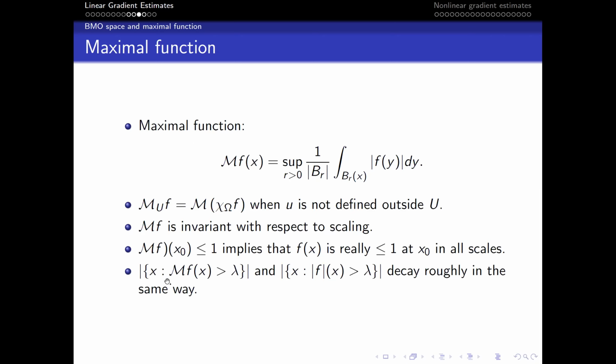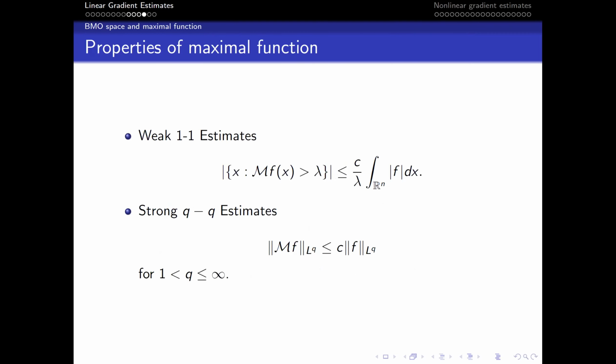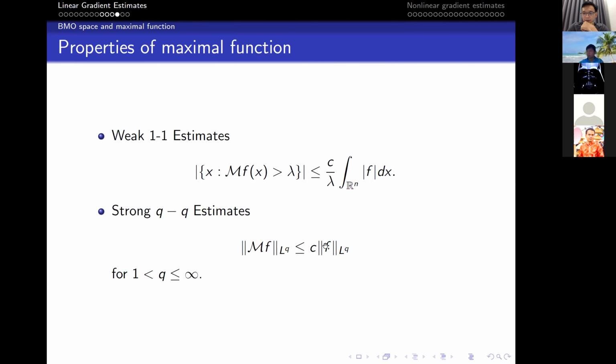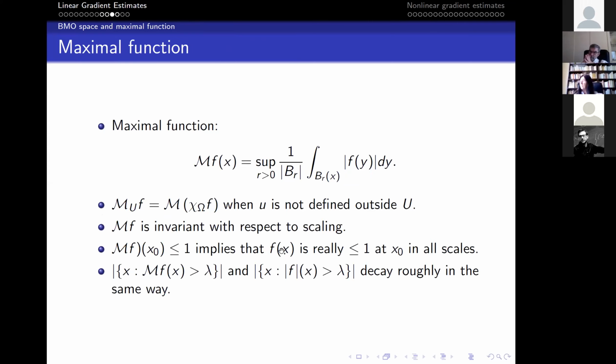Another good property is that the upper level set of the maximal function and the upper level set of the function itself decay roughly in the same way. Let me tell you more precisely: this is a weak 1-1 estimate, and this is a strong Q-Q estimate. It means that if f belongs to L^q, then the maximal function also belongs to L^q, and if the maximal function belongs to L^q, then f belongs to L^q. So it is better for us to use this maximal function because it has stronger properties like this one.